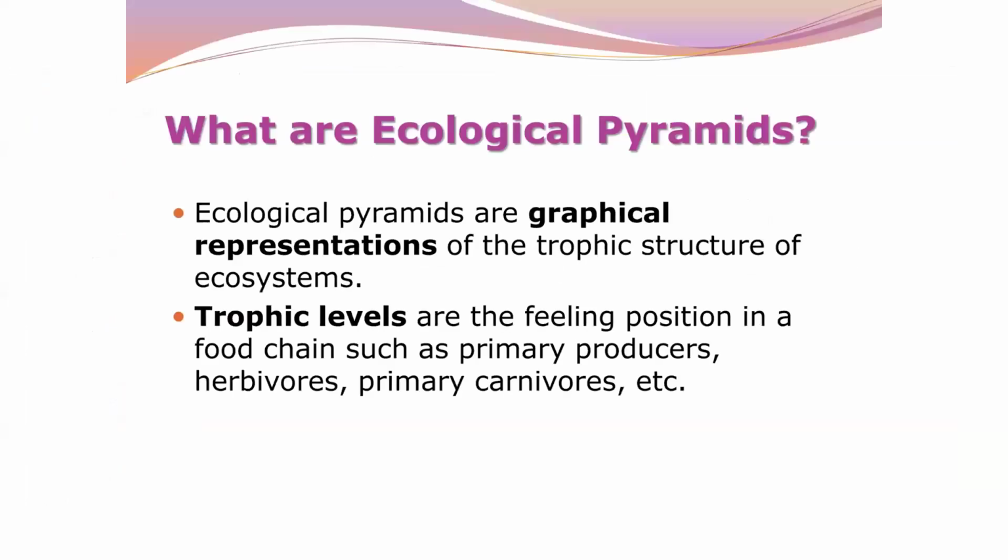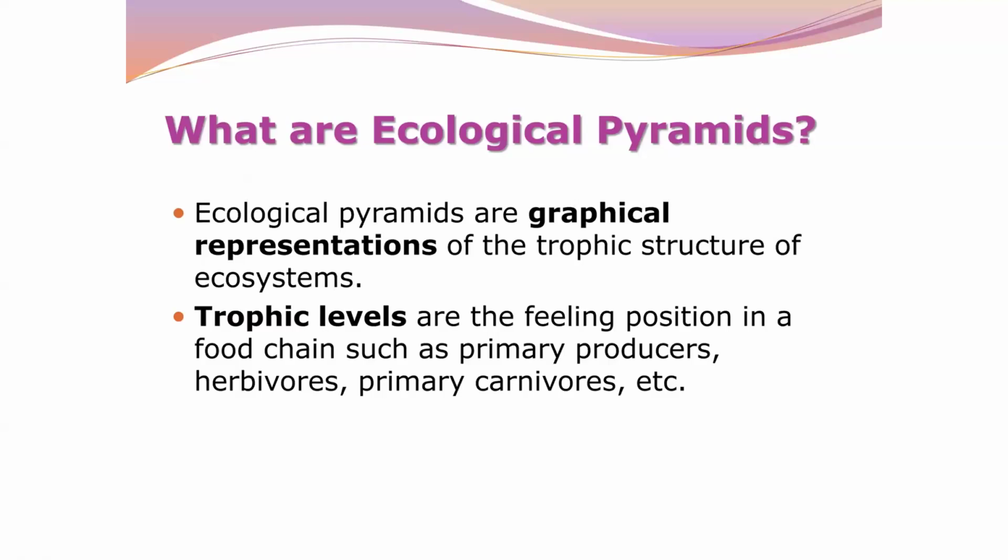So, ecological pyramid means it is a graphical representation of the trophic structure of the ecosystem. We already discussed trophic levels in the food chain: producers come under one trophic level, herbivores under another, and secondary consumers under another, based on their function. The graphical representation of this trophic structure is called an ecological pyramid.